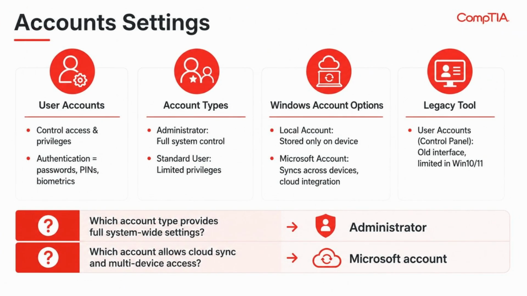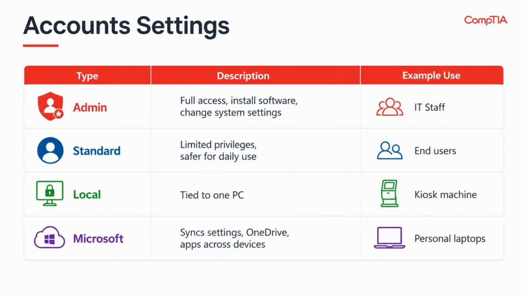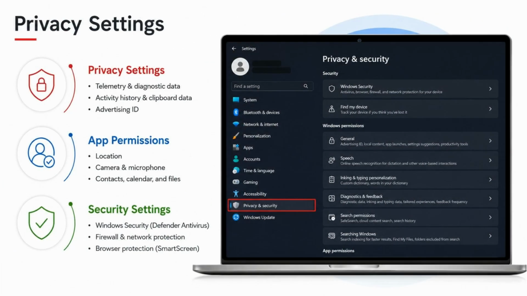Lastly, let's cover user accounts. Administrators hold full system control, while standard users have limited privileges. You can use local accounts for device-only access or Microsoft accounts to sync settings across multiple devices. Let's take a look at the Account Settings screen. This interface allows you to manage your user profile, choose your account type, and configure various sign-in options to secure your device. Privacy settings help you control your data. This includes telemetry and diagnostic reporting, activity history, and your advertising ID.